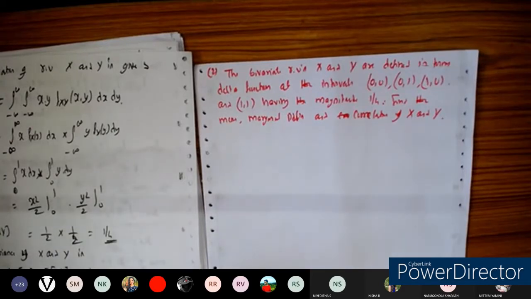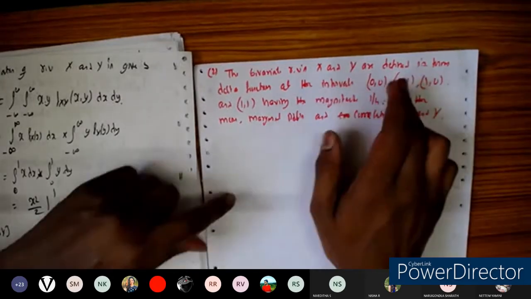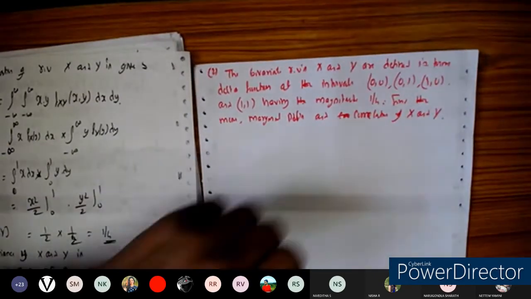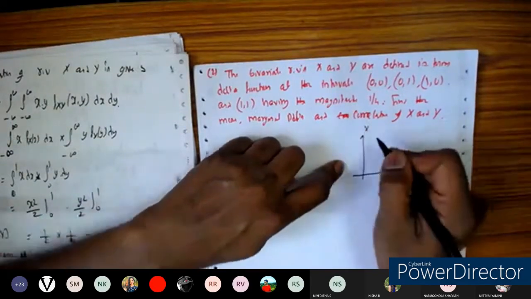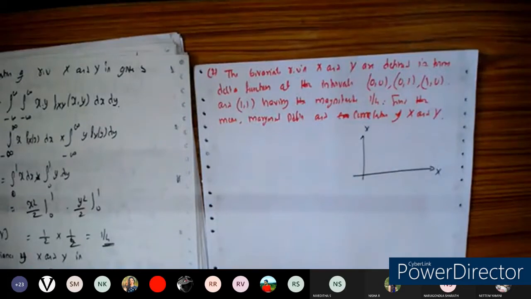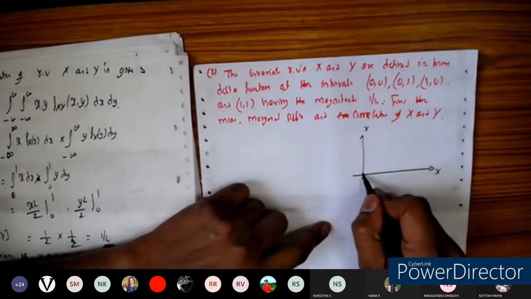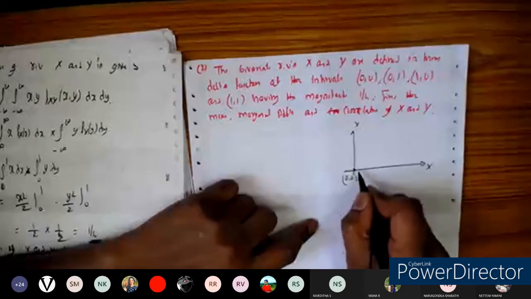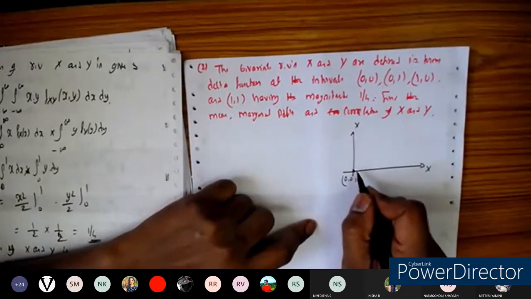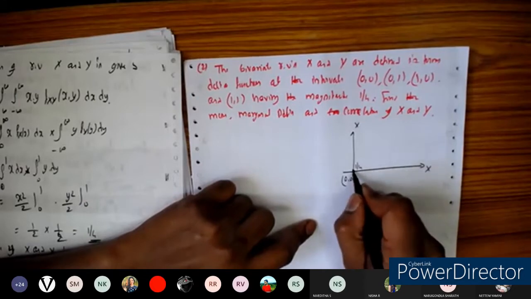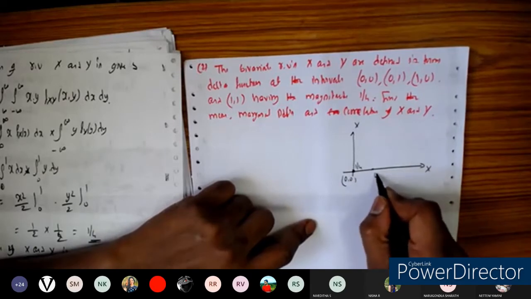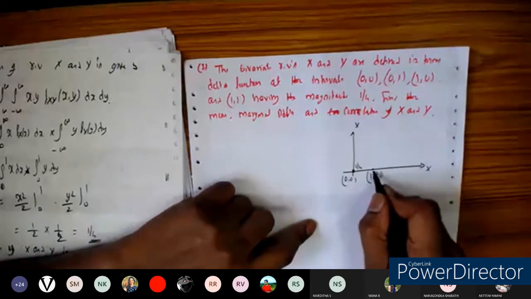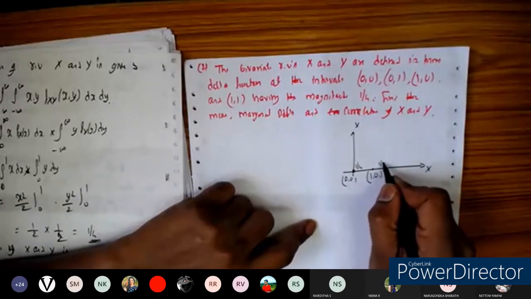So what we need to do is, it has been given in terms of the delta function. It has been given here. So the value is something like this, in terms of the x-axis and y-axis. At the time interval 0, 0, it is having the magnitude of 1 by 4. At 1, 0, where 1 is the x-axis value and 0 is the y-axis value, the magnitude is 1 by 4 here.